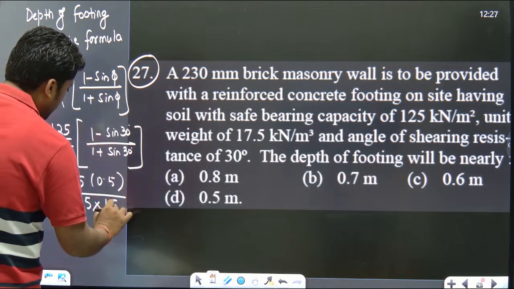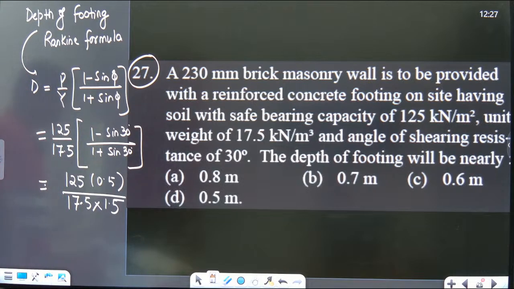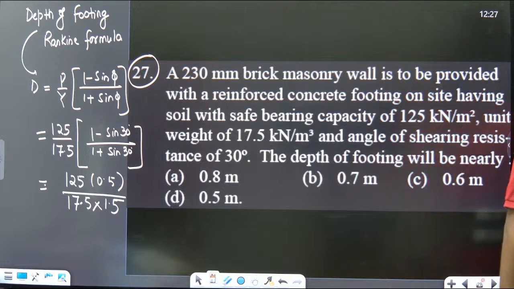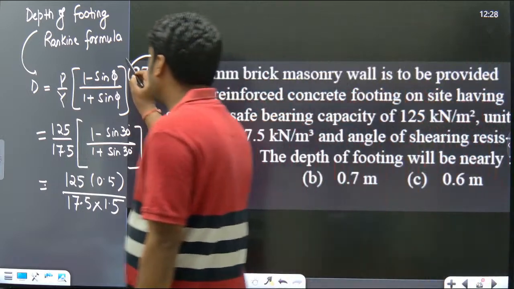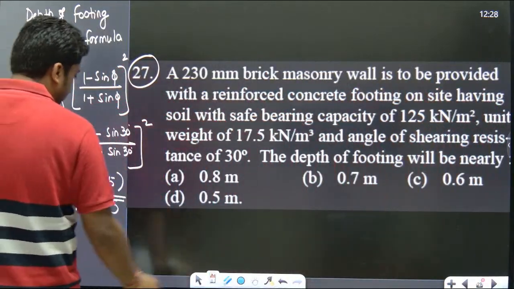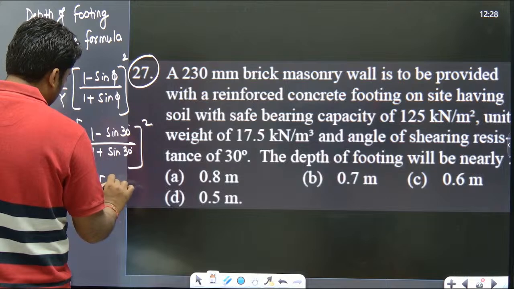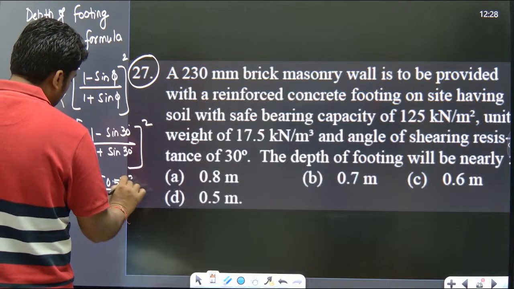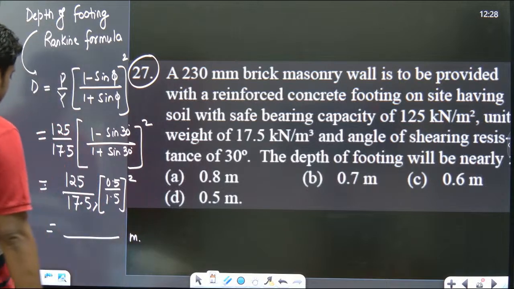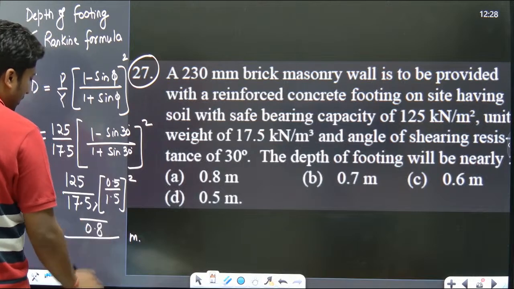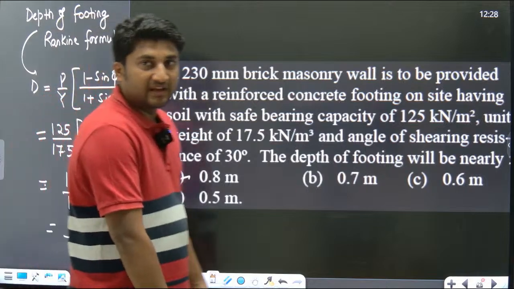So 1.5. Yes or no? Clear, everyone? So what will be the correct answer? The square of this is also there, I'm so sorry, square. So you can see 0.5 upon 1.5 square. You solve the answer, you'll get the answer in meter. On solving, you'll get the value as 0.8 meter. So a minimum of 0.8 meter depth is required in this case.